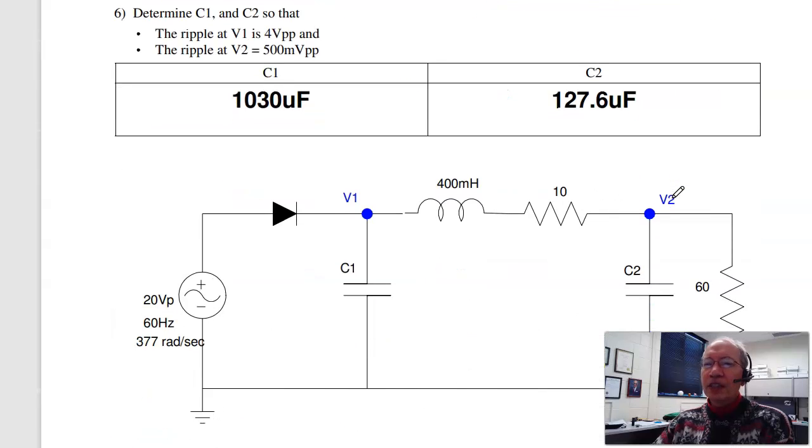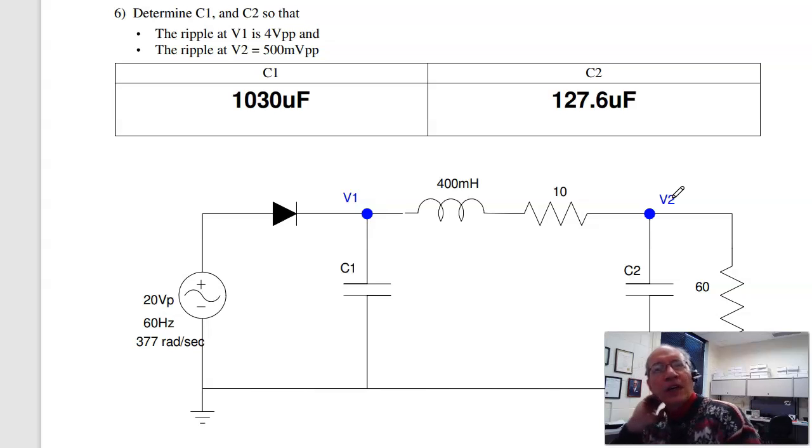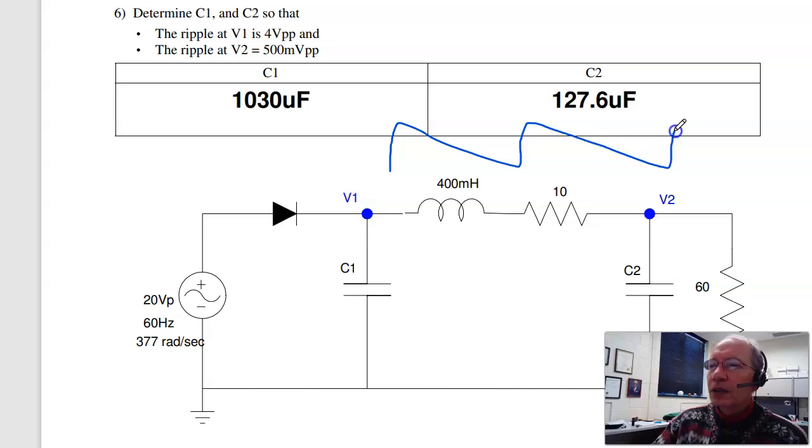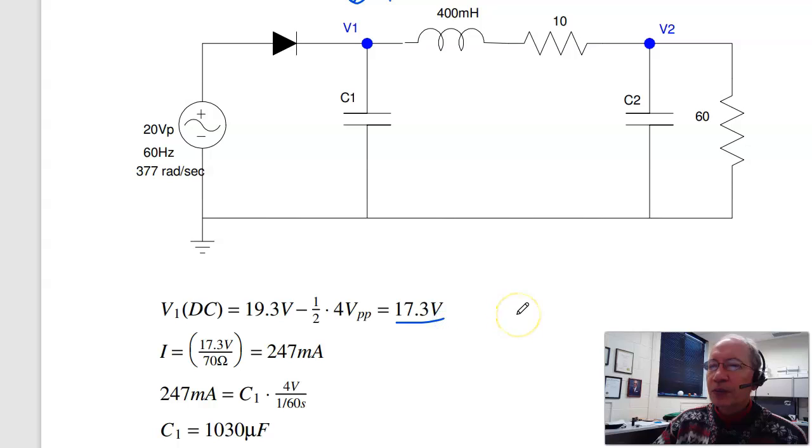The last problem is a design. Find C1 and C2 so that V1 is 4 volts peak to peak and V2 is 0.5 volts peak to peak. So again, V1 looks kind of like this. The peak will be 19.3 volts. Peak to peak is 4 volts. So the average will be 19.3 minus 2, 17.3 volts. The current then is 17.3 volts over 70 ohms, 247 milliamps.